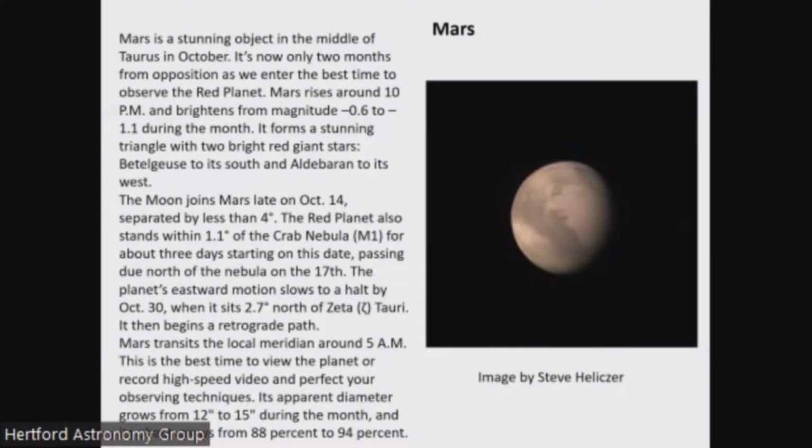So I'll just put a little bit of blurb there about Mars in Taurus at the moment. It's now only 2 months from opposition. So it's the best time to observe it, especially for imaging. There's a little bit of information about the magnitudes there, and about its movements. So when we tend to image these, we use fast frame video cameras, which capture lots of frames, and then they're all stacked together to pick out the detail.